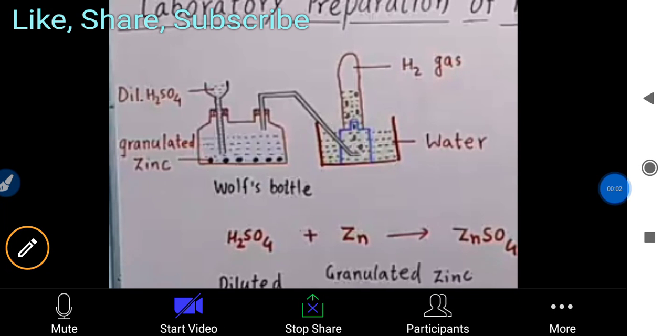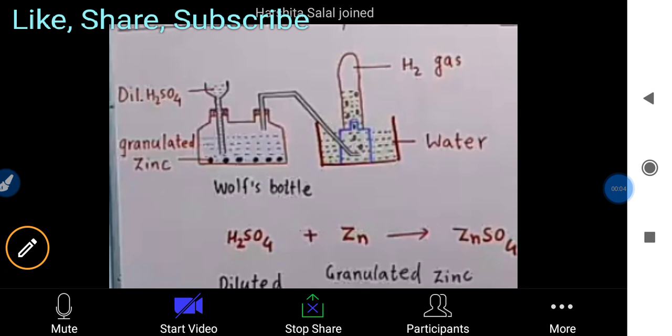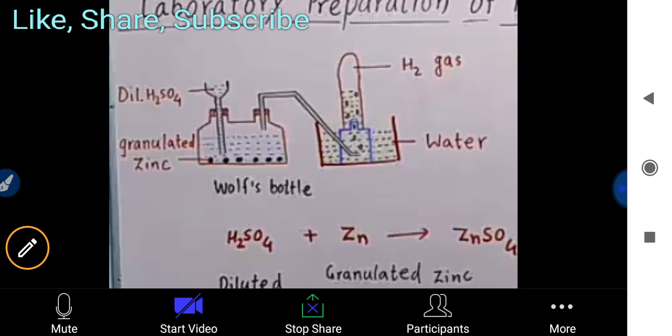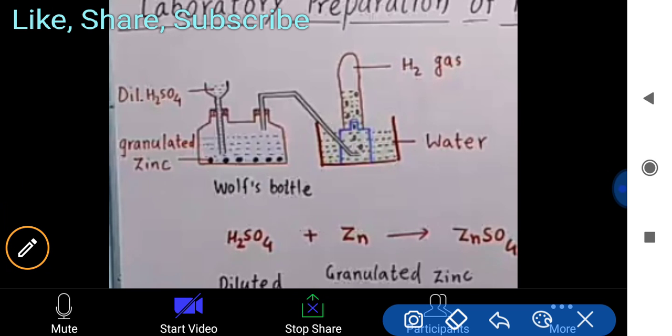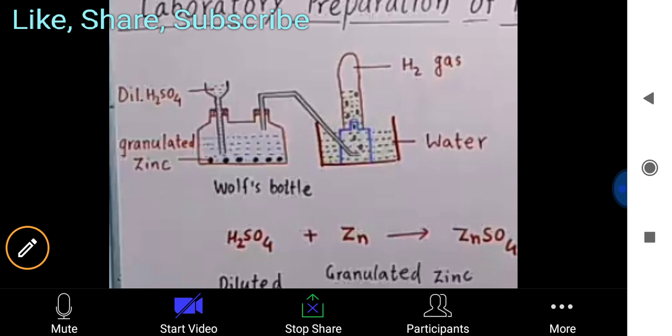So our new topic is laboratory preparation of hydrogen. Okay, so we are going to start laboratory preparation of hydrogen today. You can see in your book also in the figure, this structure is called Woulfe's bottle, in which the reaction of dilute H2SO4 and granulated zinc proceeds, by which zinc sulfate is formed.